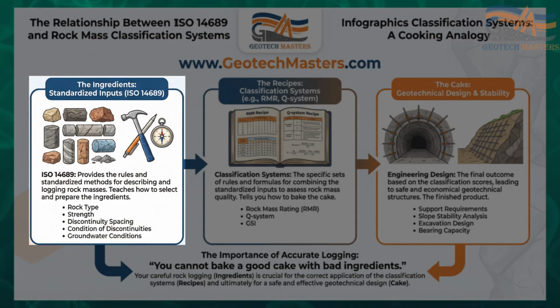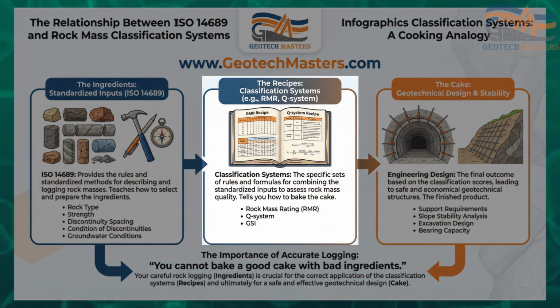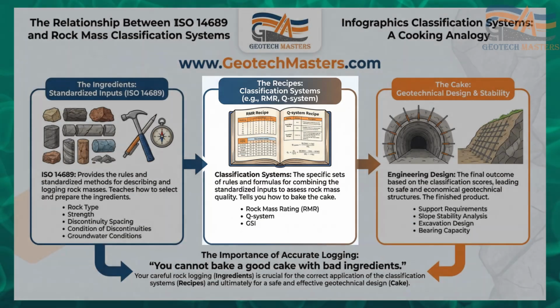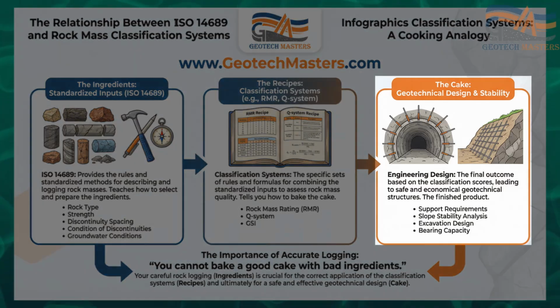Think of it like cooking. ISO 14689 teaches you how to select and prepare the ingredients, the rock descriptions. The classification systems, like RMR, are the recipes that tell you how to bake the cake, the design. You cannot bake a good cake with bad ingredients. That is why your logging matters.